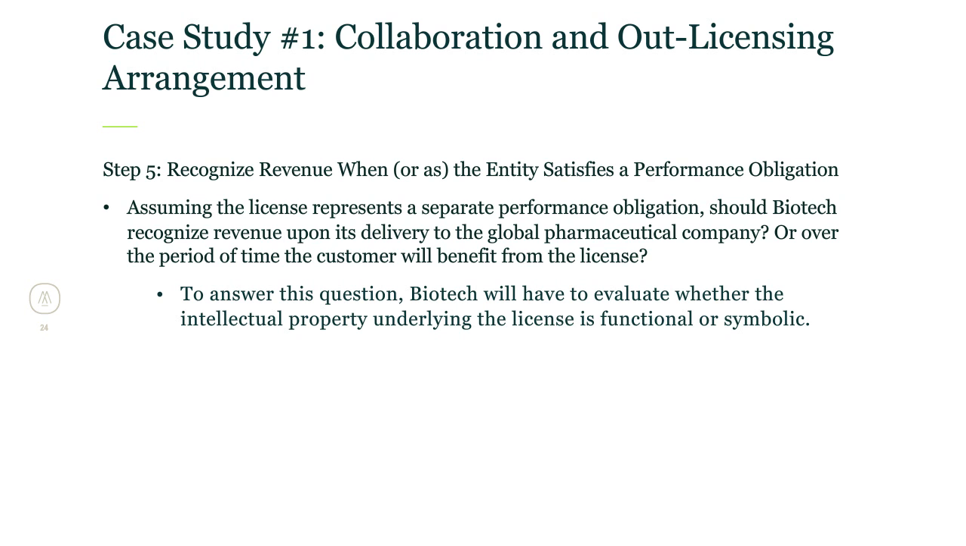But if the license is symbolic, then you would not have the 2 million and you would recognize the license and the R&D services over the duration of the 4-year period. Now here's an interesting question. What happens if the milestone for the enrollment of the 100th patient in the clinical trial that was not initially included in the estimated transaction price is now deemed to be probable of achievement? So in other words, you have a change in estimate.